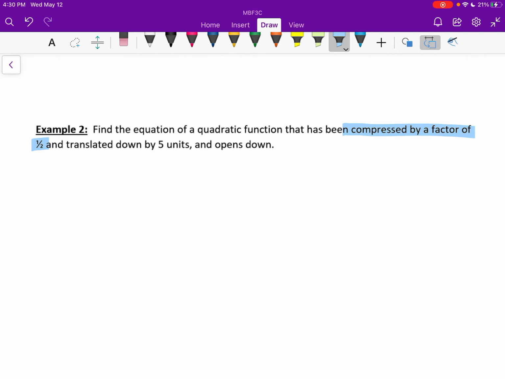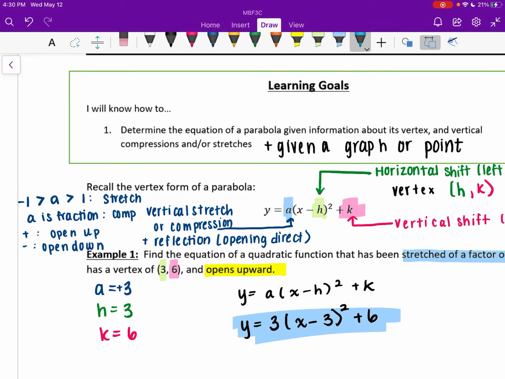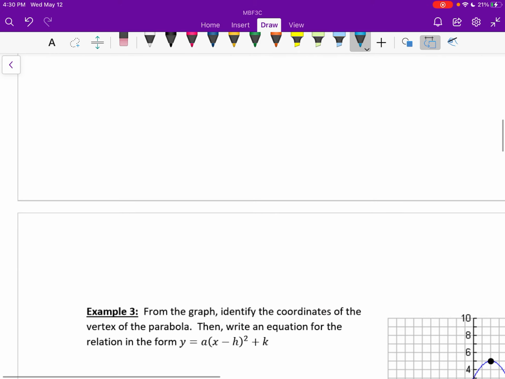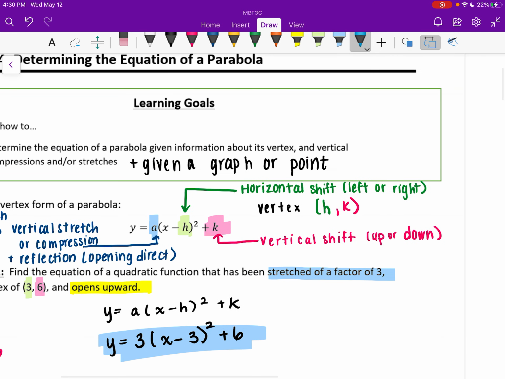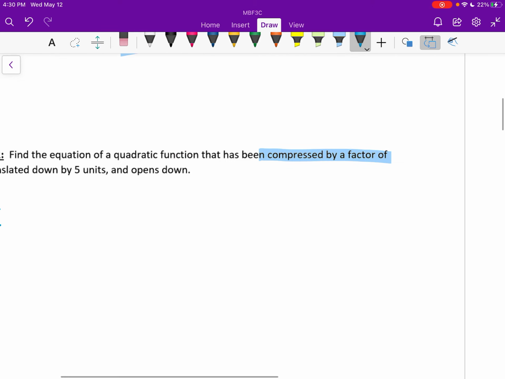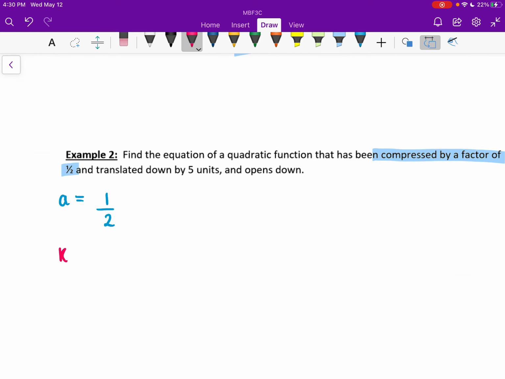All right, so we're going to take this up now. It says the equation of a quadratic function has been compressed by a factor of 1/2. We know that if something's a vertical compression, it's a fraction, so this is A. A is equal to 1/2. It's translated down, so out of K and H, the only thing responsible for going up or down is K. So we know K is 5. And it opens downwards.